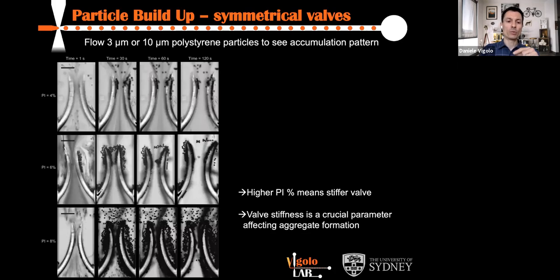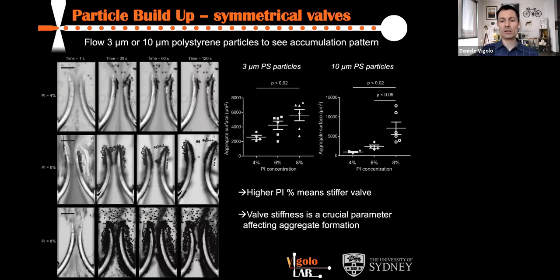More importantly, we've done that for different stiffness of the leaflet, and at the moment, what you're seeing here is an increase in stiffness. So basically, I have different concentrations of photoinitiator, and the higher the concentration, the stiffer the valve. Both leaflets have the same stiffness in this case. But it's pretty obvious here how increasing the stiffness of the valve will lead to a much larger accumulation of the particles. And this is clearly seen here with both smaller particles and larger particles.